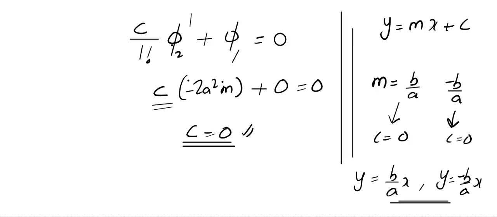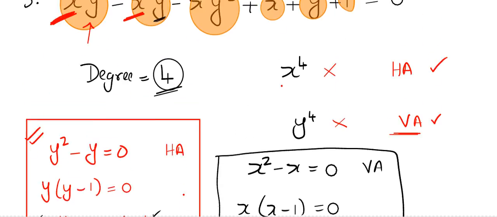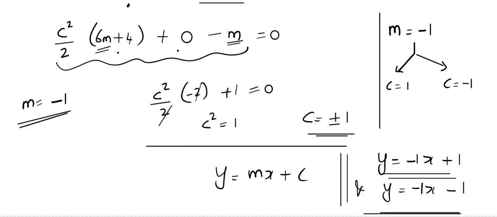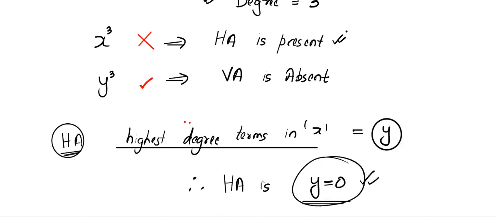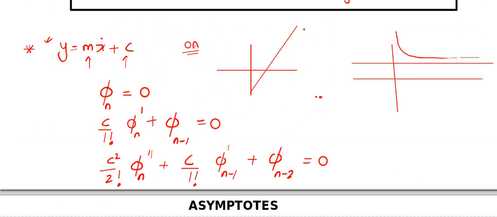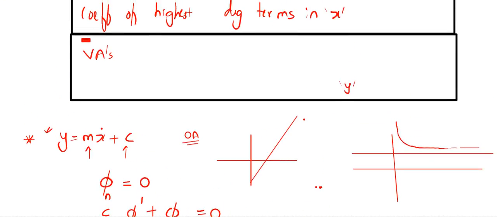That's it. 2 oblique asymptotes. Anyway, I'll wind up this video right now, and I'm sure you got a rough idea how to calculate the asymptotes for an algebraic function or an implicit function. But this is not enough. Try a lot of questions from your books and the past paper questions.